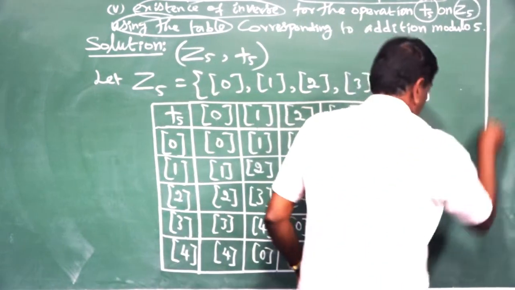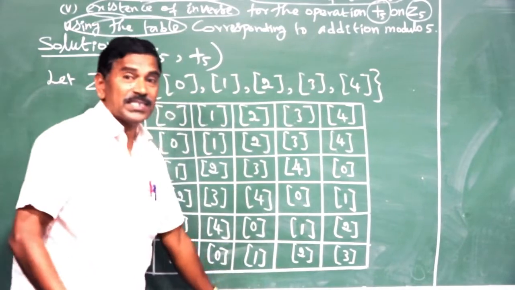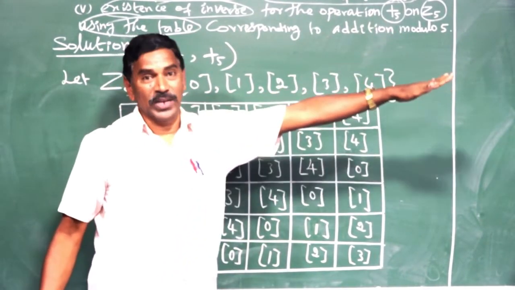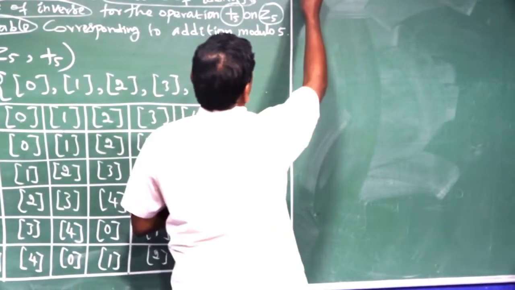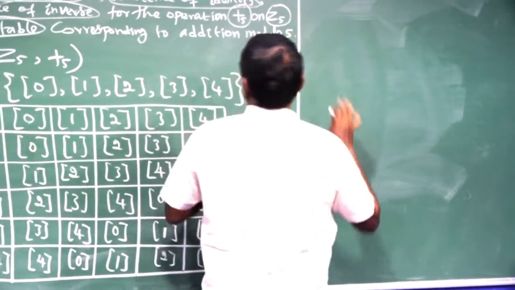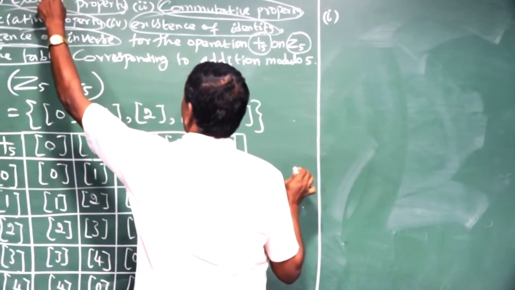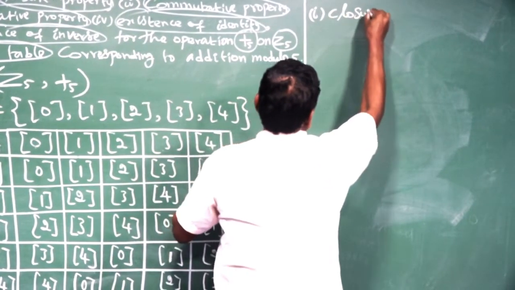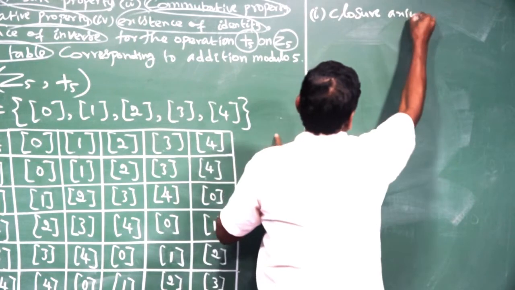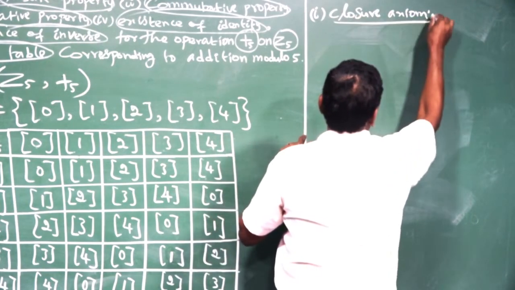Now, say here downwards there is no place. So I want to move to the right side. So on the right hand side, listen, that is axiom 1. First one is closure property or closure axiom. Okay, closure axiom.